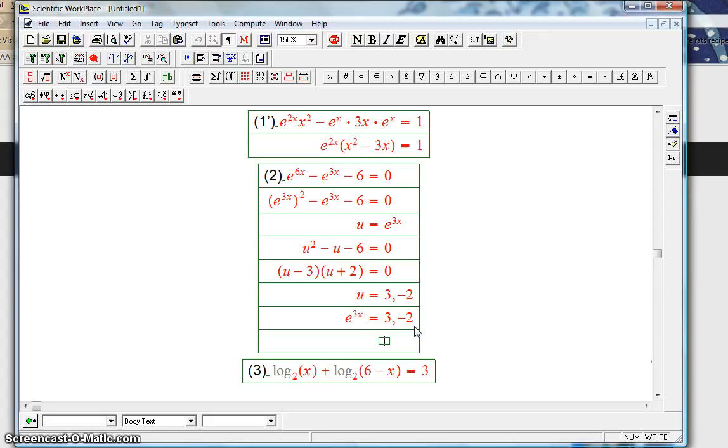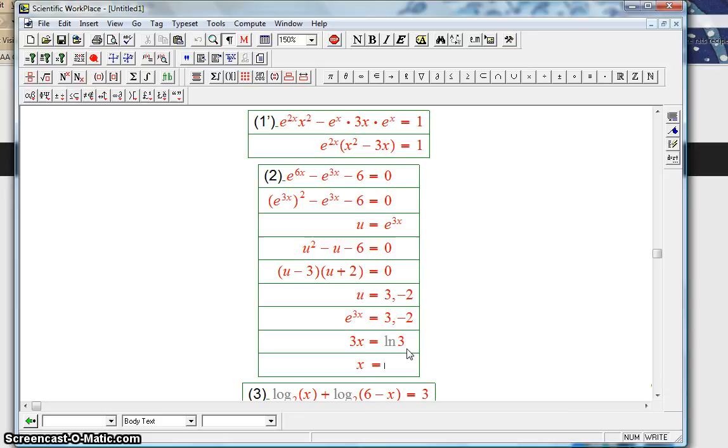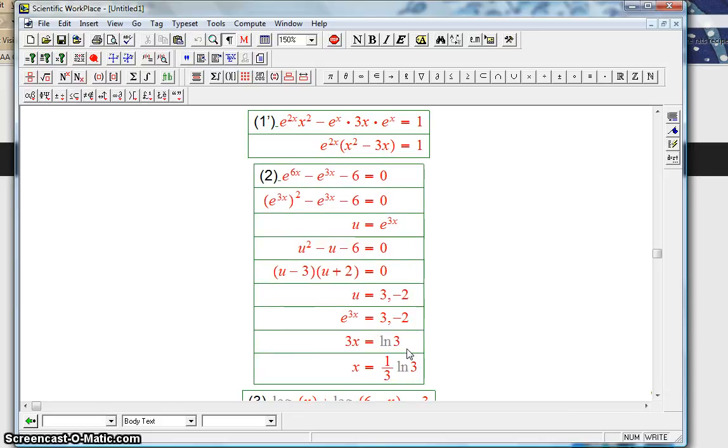If e to the 3x equals 3, then 3x is ln 3. Remember, that's crucial. If you've got x in the exponent there, you're going to use a log at some point, unless it's a very special case, the kind of cases we started out with, but are no longer limiting ourselves to. And there's our solution, 1/3 of ln 3.